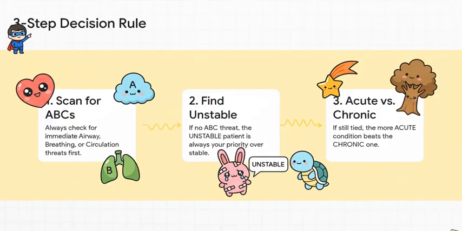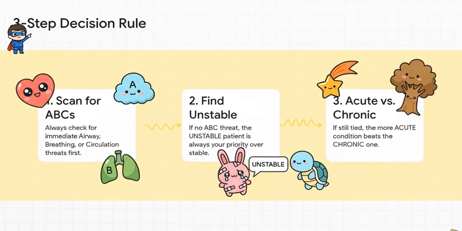Okay, so let's put it all together. Here is the simple 3-step decision rule that is going to be your best friend. Step 1, always, and I mean always, scan for those immediate airway, breathing, or circulation threats. ABCs are king. Step 2, if there's no clear ABC emergency, your very next move is to find the unstable patient. Unstable always wins over stable, every time.